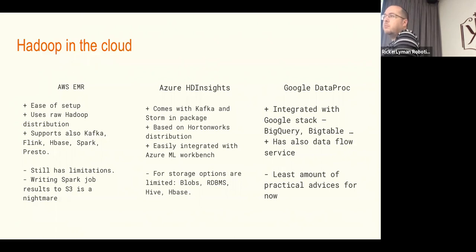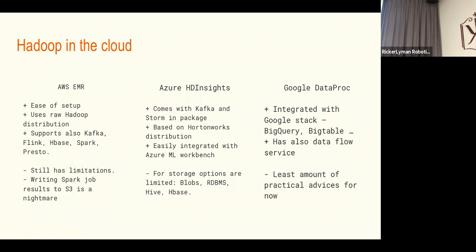Are the solutions free with some limited features? Open source? Yeah, completely free. Cloud solutions? All paid. Yes. So this one, for example, is extremely costly.